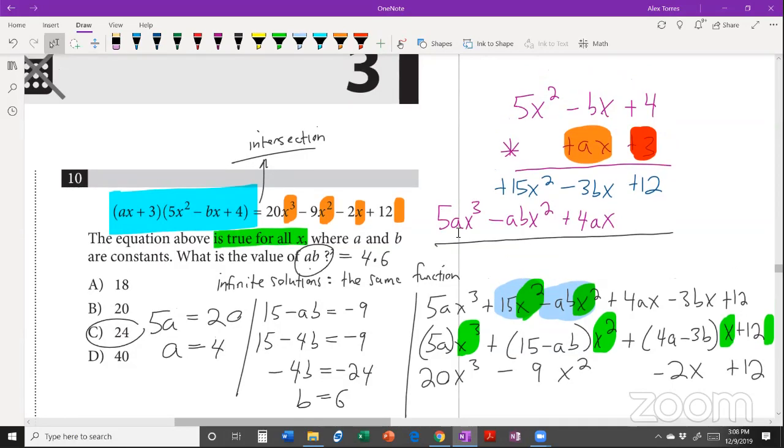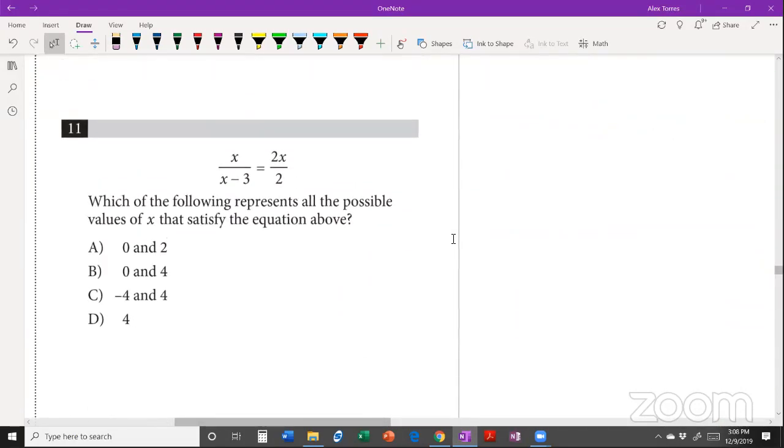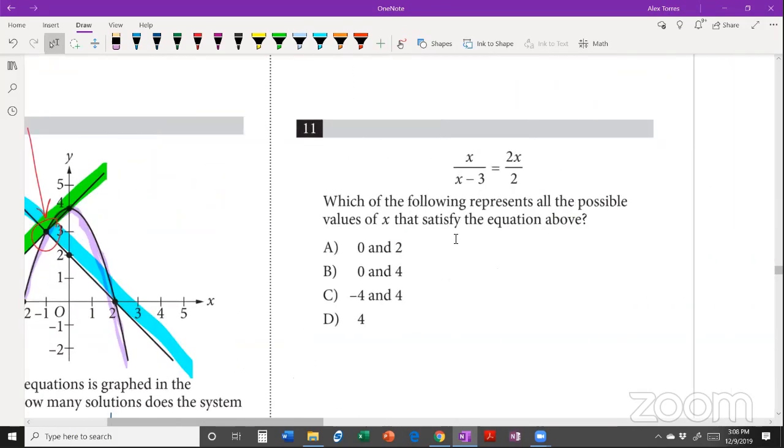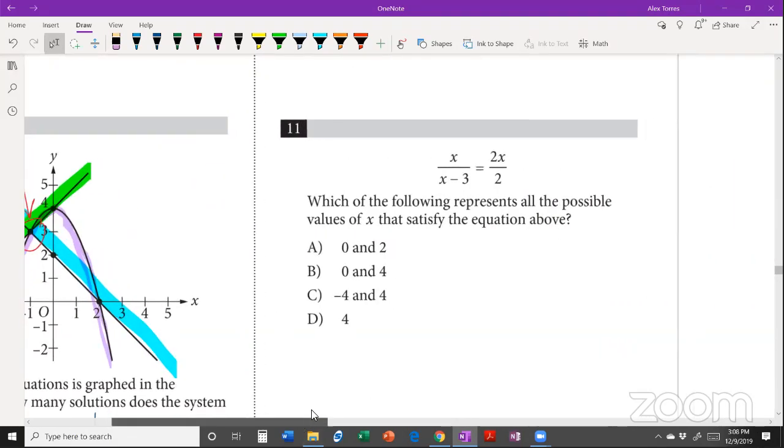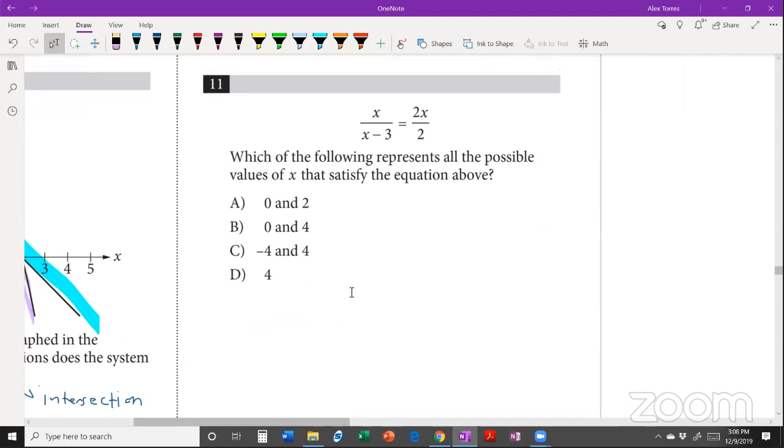Going ahead to number 11 now. Which of the following represents all the possible values of x that satisfy the equation above? So in other words, they're saying solve this. And whenever you have two fractions set equal to one another, that's a proportion. And for a proportion, you should pretty much always cross multiply. So we're just going to go ahead and apply that here.